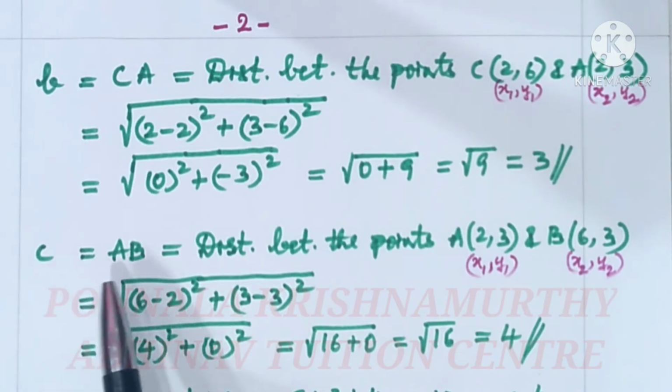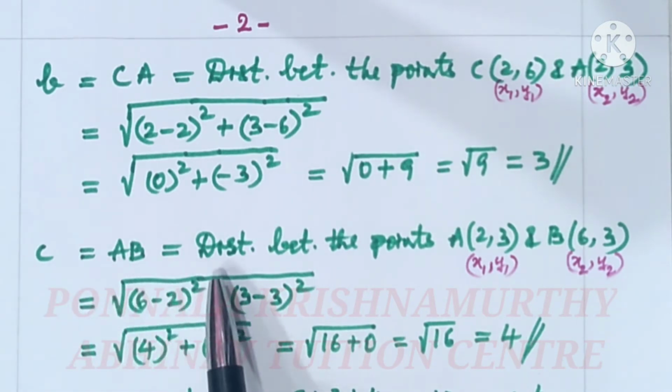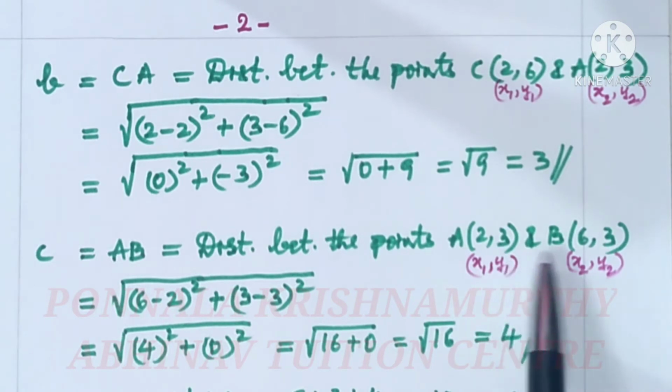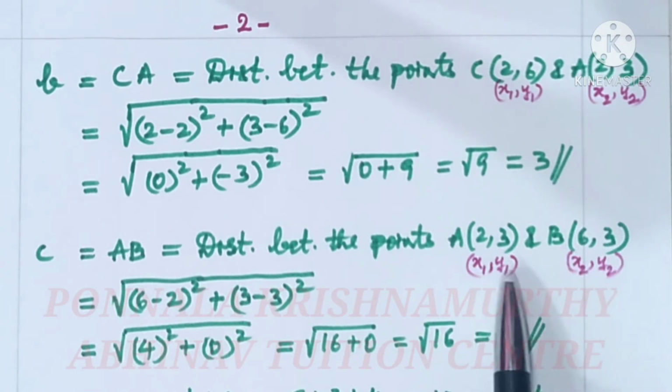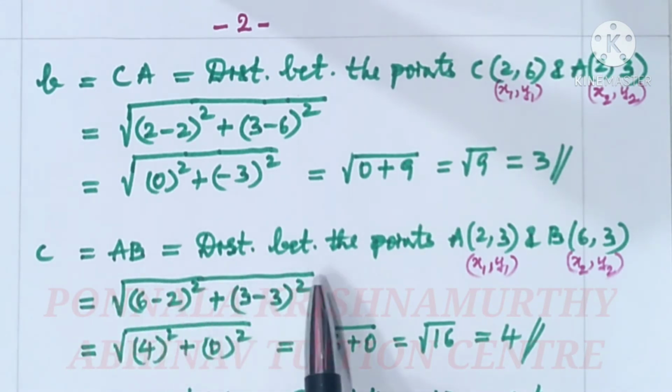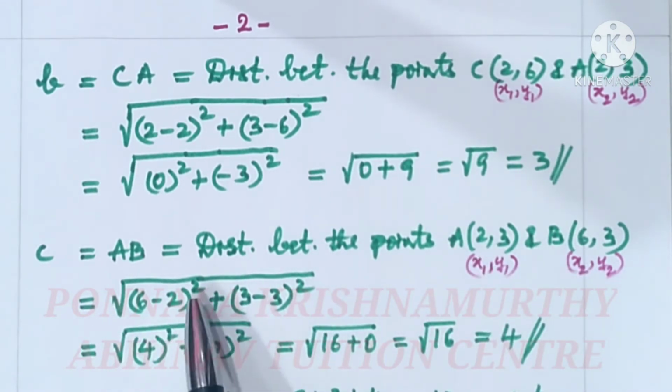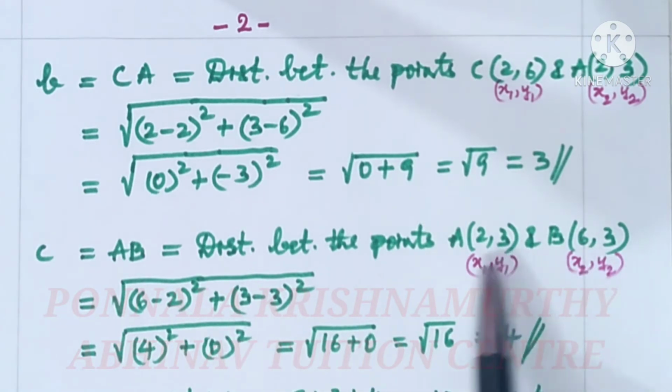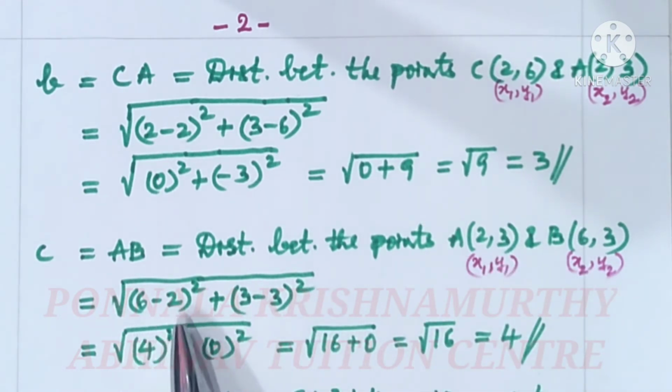Similarly, small c equal to AB. That is equal to distance between the points A (2, 3) and B (6, 3). This is x1 y1 and this is x2 y2. That is equal to under root (6 minus 2) whole square plus (3 minus 3) whole square. 6 minus 2 is 4, so 4 whole square plus 3 minus 3 is 0, 0 whole square. That is equal to under root 4 square is 16 plus 0 square is 0. That is equal to under root 16 is equal to 4.